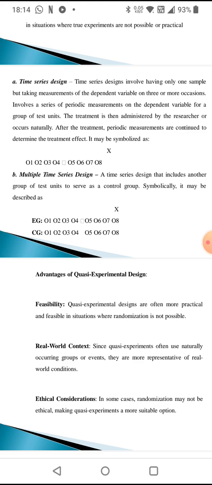After the treatment, periodic measurements are continued to determine the treatment effect, and you can also symbolize this as O1, O2, O3 or more than that, 4, 5, 6, and then you give the treatment from the point where it was started. Again you continue with post treatment. So minimum is 3, maximum any number you can have depending upon your data set, the vastness of your research. For example, a manufacturing company might measure its workers' productivity each week for a year.